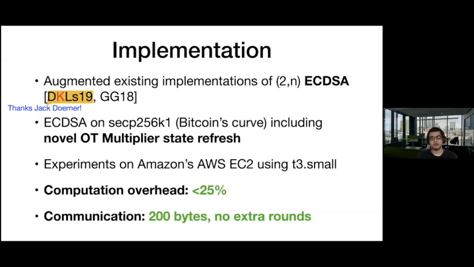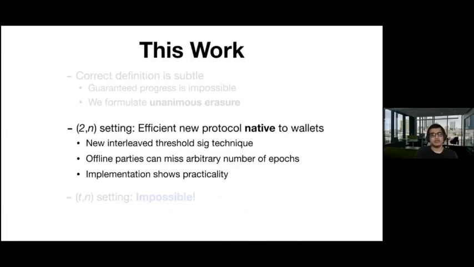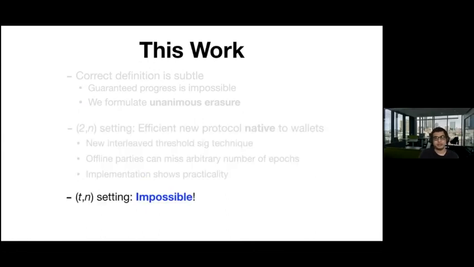And communication is only about 200 bytes, no extra rounds. So it's quite practical. It doesn't add a lot over what you're already doing for threshold ECDSA. So that covers our 2FN construction very roughly. And now I'm going to briefly give an idea of why 2FN is impossible.